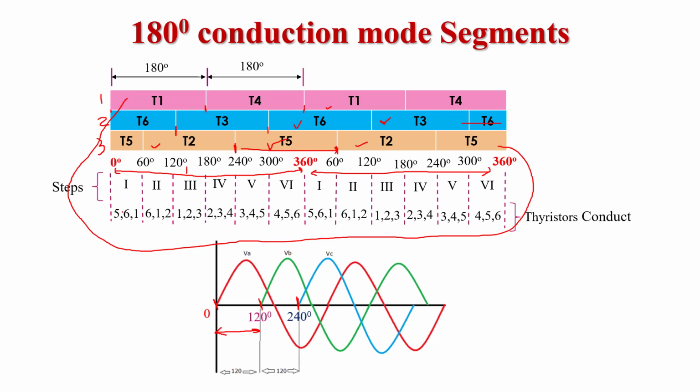So in the first step, thyristors 5, 6 and 1 will conduct. Here we see 5, 6 and 1 conduct for 0 to 60 degrees. For 60 to 120 degrees, again 3 thyristors will conduct: 6, 1 and 2. For the third step, it means 120 to 180 degrees, 3 thyristors will conduct: 1, 2 and 3.